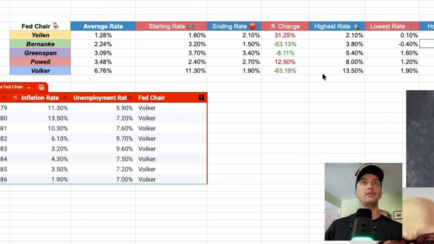All right. So we can see that Volcker had the highest, but also one of the, not the lowest, but a pretty low one below the 2% mark, which is kind of what they like to have. Powell 8 to 2, so a decent spread. Greenspan 5.4 to 1.6. And then, Yellen looks like she had the smallest spread, I think, of about a 2% spread there. So that's kind of interesting to see.